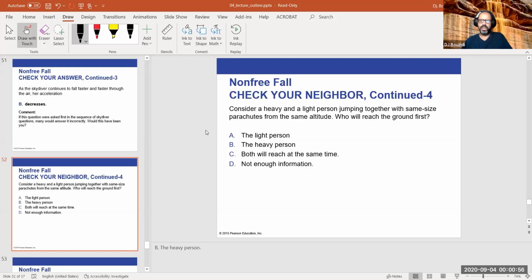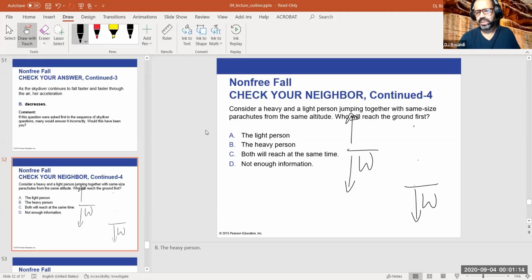Here is the trick. The lighter person will reach his or her terminal velocity quickly because the weight will be balanced sooner with the drag force. The heavier person will need more time to have his weight cancelled by the drag force. During this stage he's gaining more and more velocity. So the heavier person will reach the ground first, with higher speed.